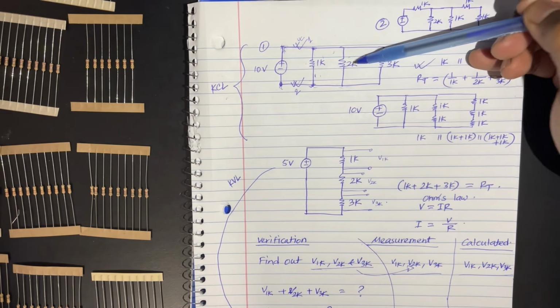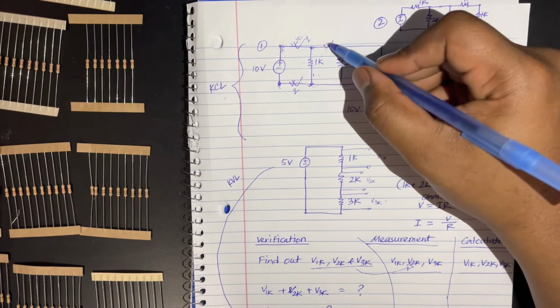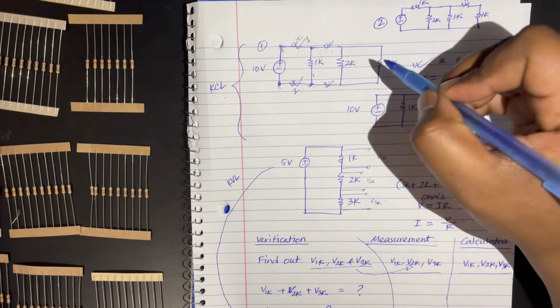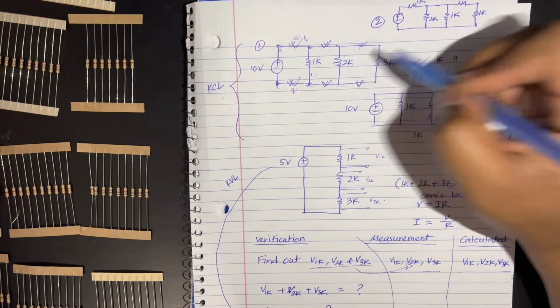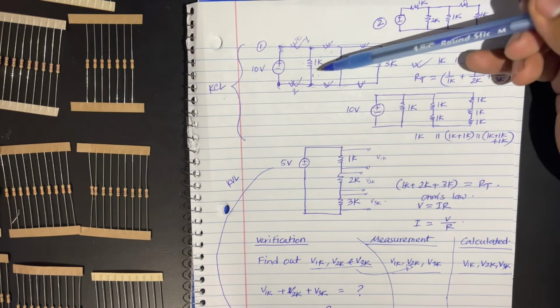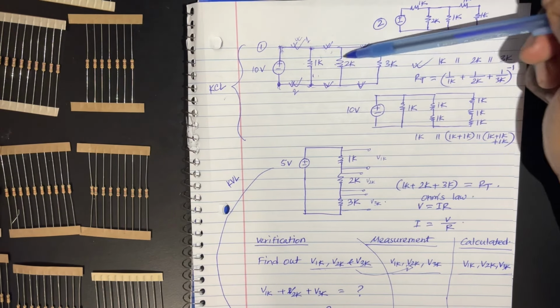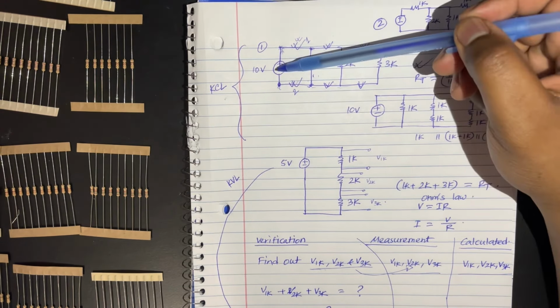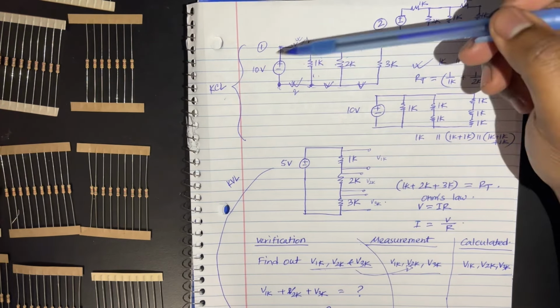Similarly, you can see for the 2K, this is one node, and this is one node. Similarly, this is one node in between these two, and this is one node. What does that mean? That means this 1K is parallel with everything. This 2K is parallel with this one, and this one. This 3K is parallel with this one, and this one.